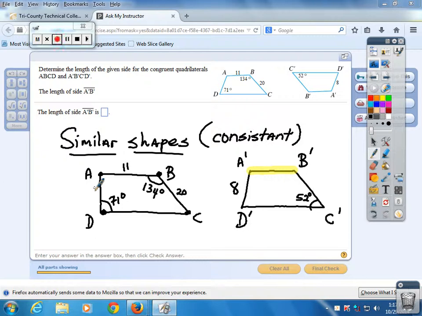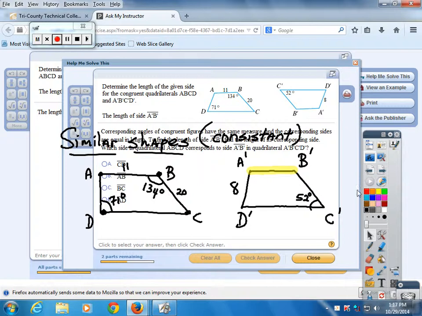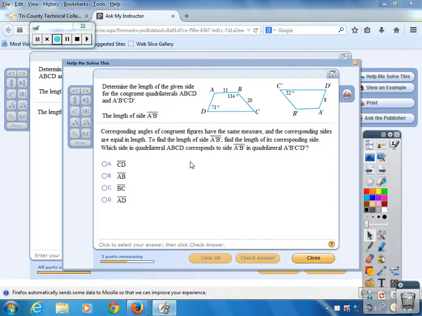The reason I'm going to write it down, I'm going to hit this button right here. I'm going to make sure that I've got it turned around right because that's what they're going to say to do. They should say turn it around. Oh, how do I get rid of this? Let's see. Corresponding angles have the same measure, corresponding and so on. To find the length of AB, find the length of its corresponding side, which is quadrilateral ABCD corresponds to AB in the quadrilateral A prime, B prime, and so on. So AB is A prime, B prime. So that would be AB.